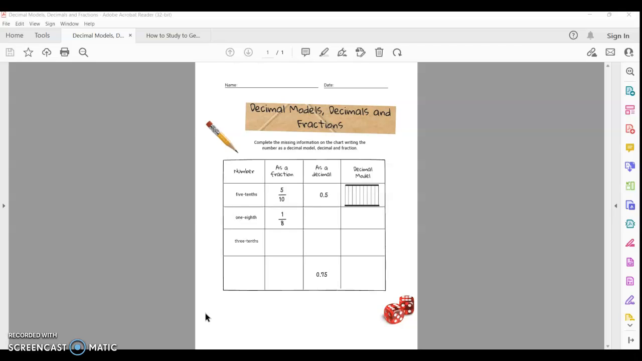I am going to be teaching 4th or 5th grade for this lesson, and we are going to be talking about decimal models, decimals, and fractions. And we are going to use online resources to gauge what resources are appropriate and acceptable to use in terms of learning how to solve this worksheet.